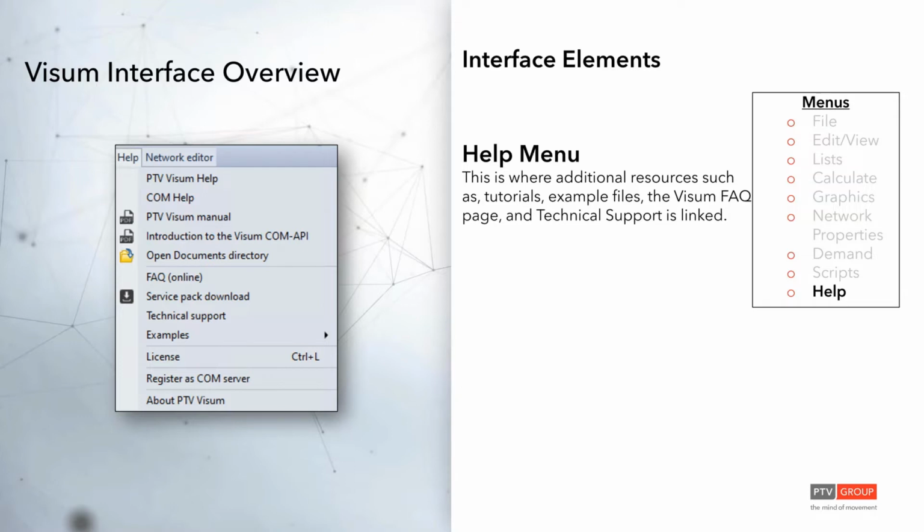If you go to the Visum help, this is a really useful online tool where you can look up different attributes and descriptions and definitions of functions and things like that. We have a link to the actual user manual as well as COM help. So if you're doing a lot of scripting or custom programming, we have all kinds of help tools for COM. And then our online FAQ and technical support is always accessed there.